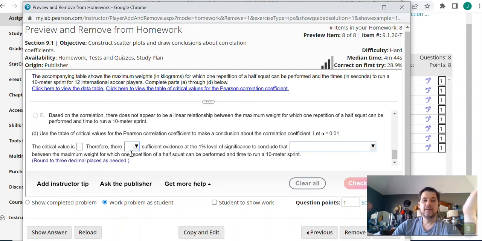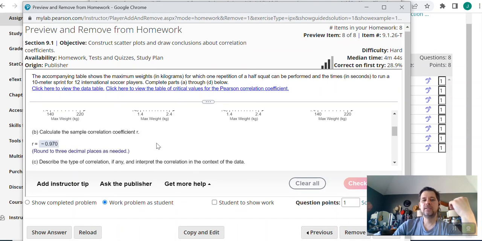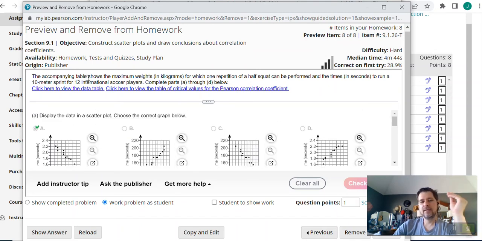Okay, now here's the last thing, the new thing that I wanted to show you. So think about what we're doing here. Like I described this when I started it. Whoever is doing this research and collecting this data is trying to figure out if these variables are related. Like, does the maximum weight you can lift affect how fast you can run? And this is how they're measuring the data and presenting it to us.